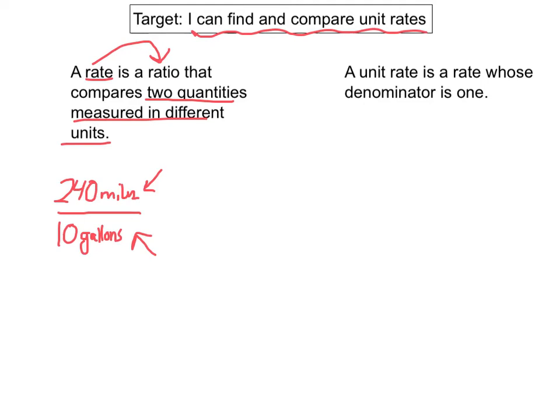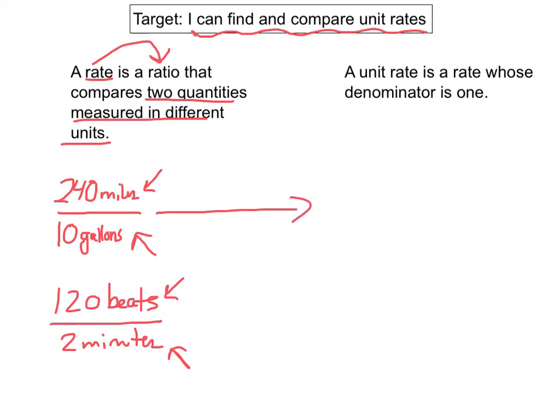Another example could be something like, I just measured my heart rate. I counted. My heart beat 120 times, 120 beats in 2 minutes. It's a rate because it's using two quantities of different units. Beats are being compared to minutes.